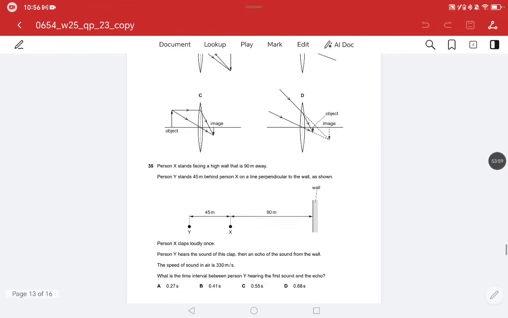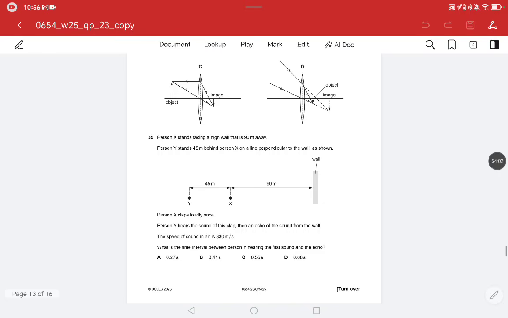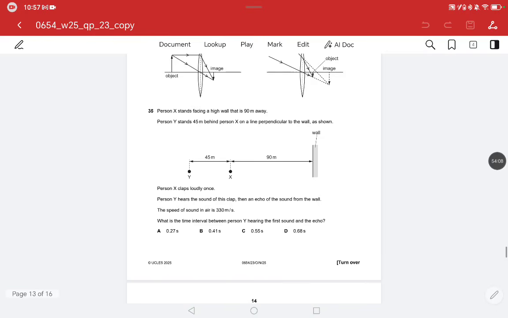These cases, I explained these cases. You should know also echo. You should know, if you have echo, for example, how to find the time when it arrives to someone.